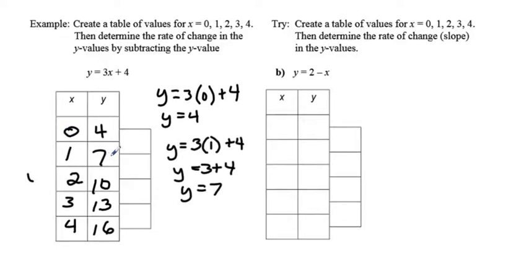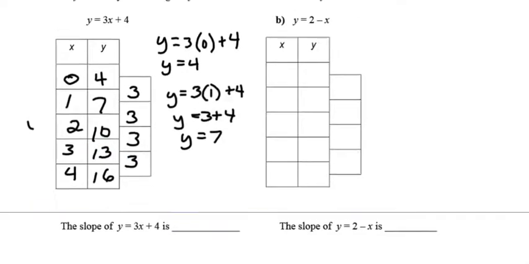Okay, and so now what we're going to do is figure out what the rate of change of the y's is. And we do that by taking the second one minus the first one. So the bottom minus the one on the top. So 7 minus 4, 3. Then we go down to the third one. The third one minus the second one. 10 minus 7, 3. 13 minus 10, 3. 16 minus 13, 3. So we can say now that the rate of change is 3, and therefore the slope is 3, because the rate of change and the slope are the same concepts. Okay? So the slope of y equals 3x plus 4 is 3.